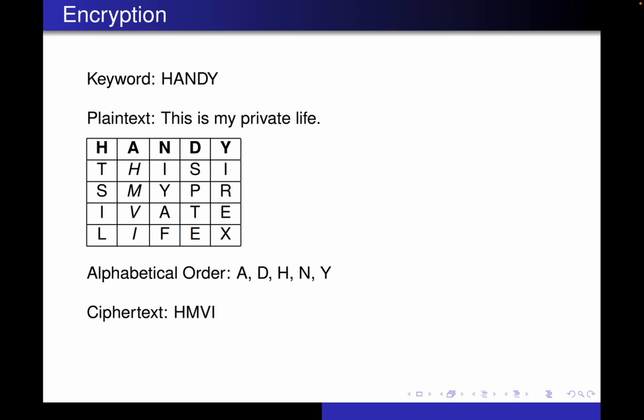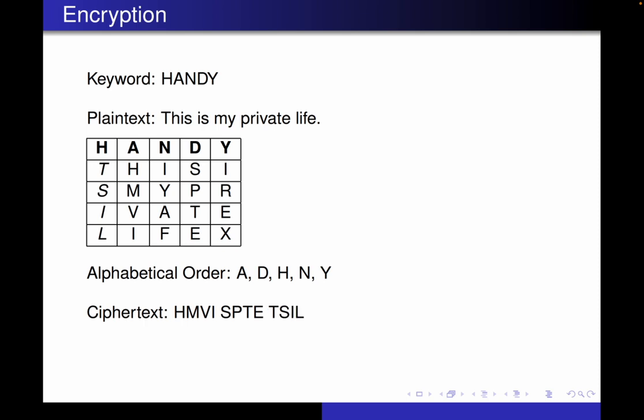The next one in alphabetical order after A is D. That's the 4th column, and you can see that the letters in that column are S, P, T, E. Those are the next 4 letters in our ciphertext. After D in handy becomes H. H is our first column. The letters in that one are T, S, I, and L.